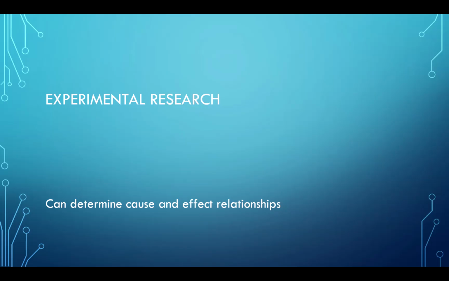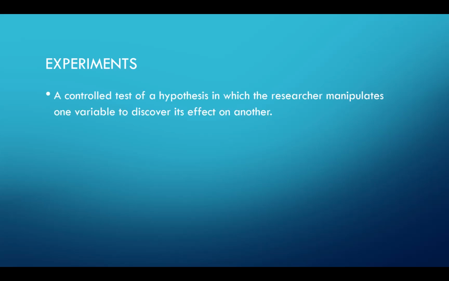In this video, we're going to discuss experimental research. This is the type of research that can allow you to determine cause and effect relationships. We've alluded to experimental research while we've talked about other types of strategies, but now we'll really get into what an experiment is and why it can determine cause and effect relationships.